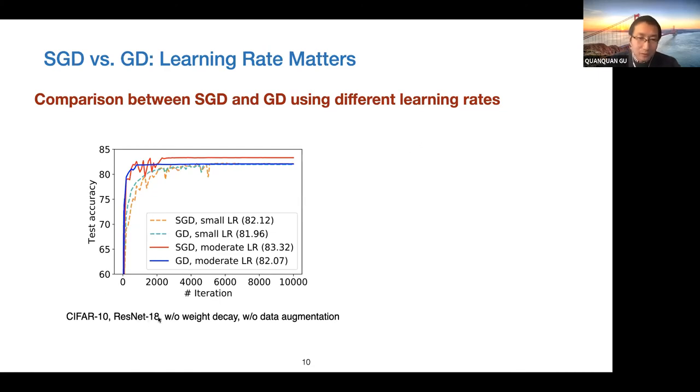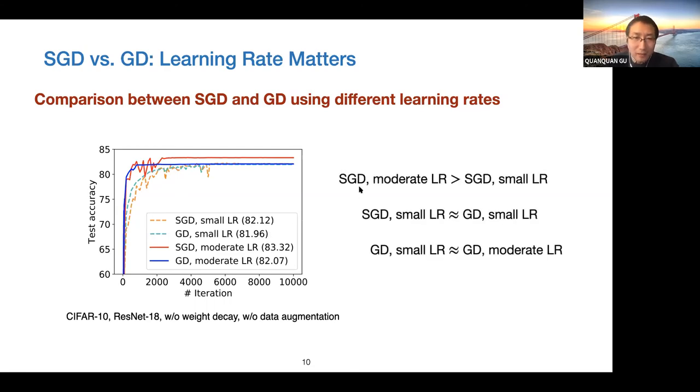So we train a ResNet 18 neural network using SGD and GD on the CIFAR-10 data set. And we didn't do weight decay, we didn't do data augmentation, because we want to do a very controlled experiment, just to exclude other potential factors that may affect the conclusion of our work. So we turn off weight decay and data augmentation, but I would say in practice weight decay and data augmentation are very widely used, and they can help significantly in many situations.